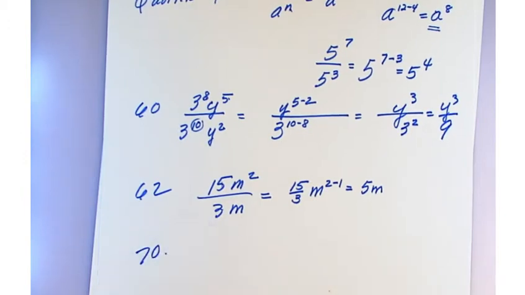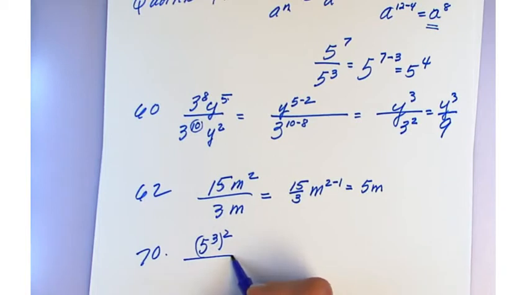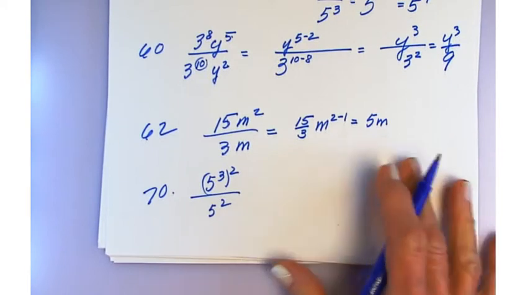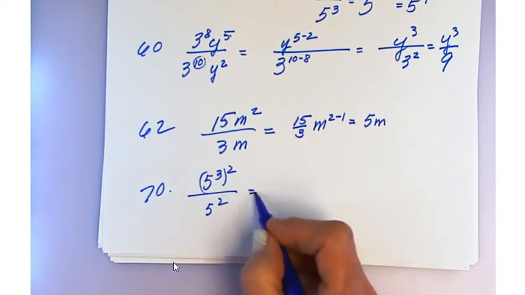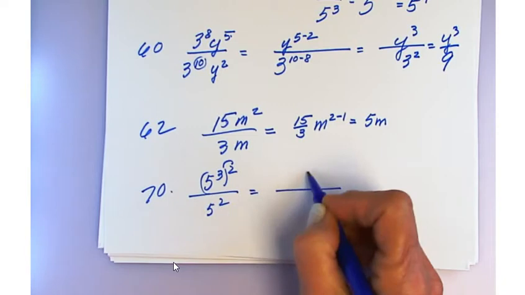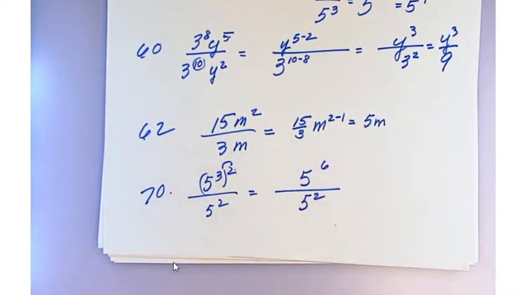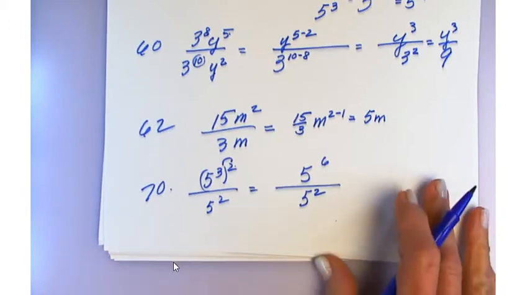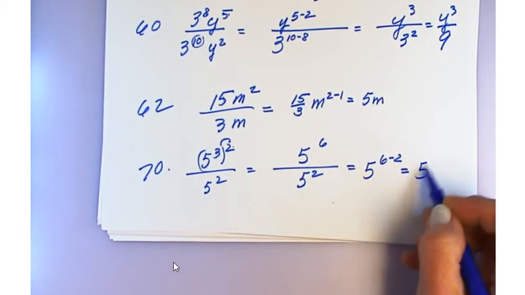And then number 70, 5 cubed, the quantity squared, over 5 squared. So you're not going to be slashing anything, people. We have to do the computation first before we actually do the division. So step number 1, 3 times 2 is 6. And now I have 5 to the 6 over 5 squared. To divide numbers with exponents, you're going to subtract, and you get 5 to the 4.